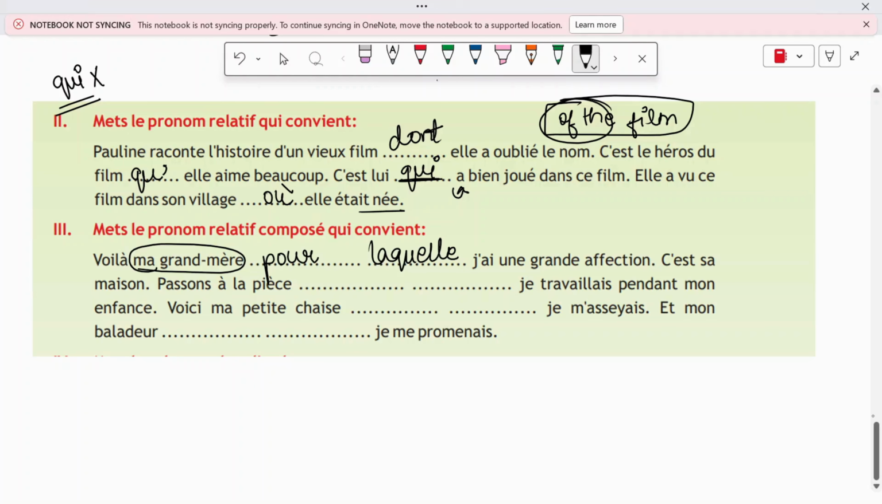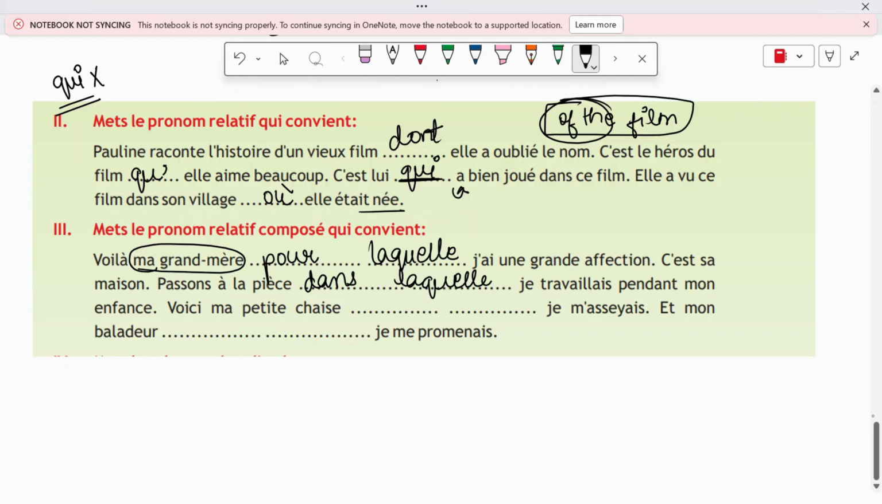C'est sa maison, this is her house. Passons à la pièce. Pièce means the room. Dash, je travaillais pendant mon enfance. I worked during my childhood. Okay, so this is a room in which I used to work in my childhood. In which? Dans laquelle. Voici ma petite chaise. Here is my little chair.